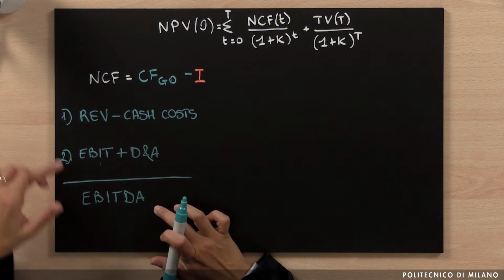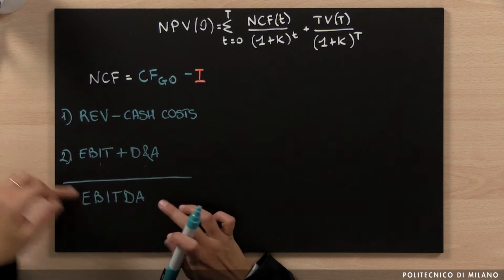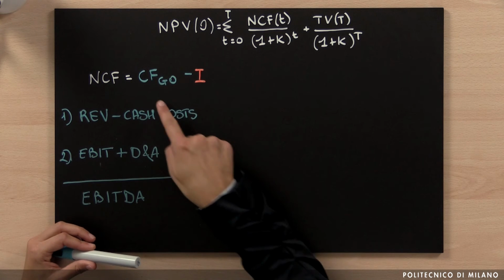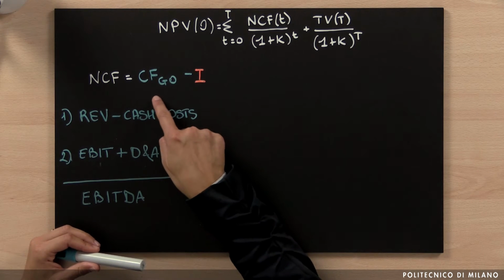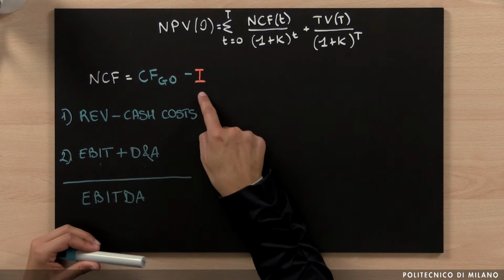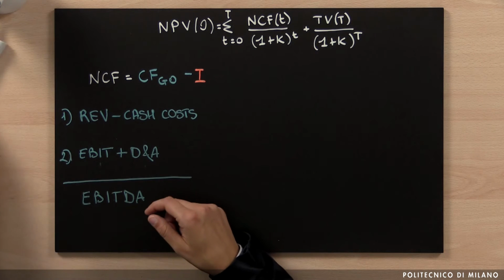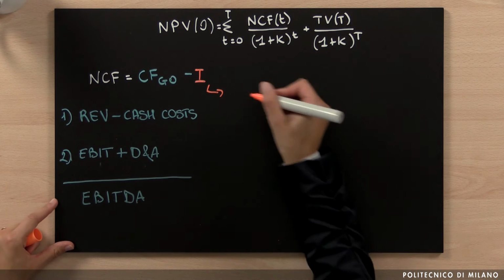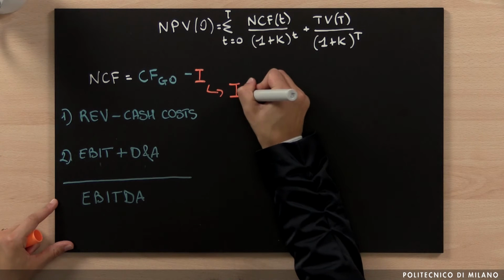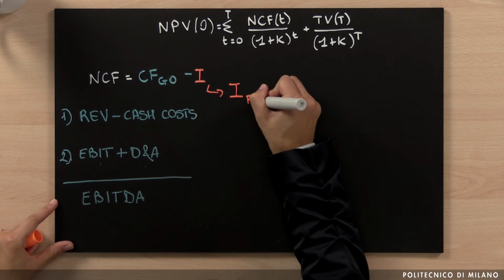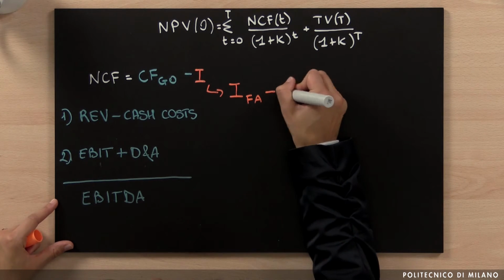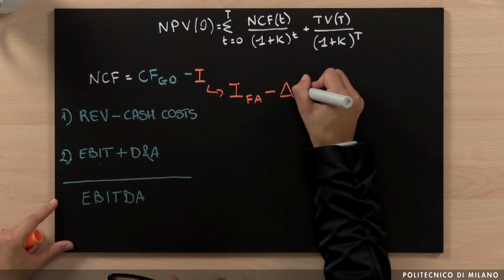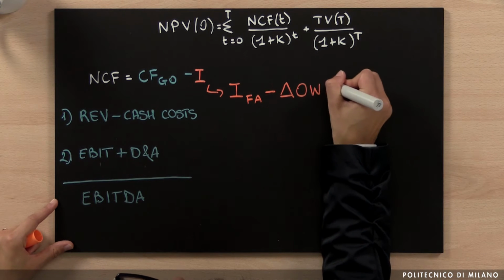And we can calculate these either in this way or in the second way. That's the fourth component of our net cash flow. Once we have defined the operating cash every year that our investment is able to generate, we need to deduct the investment from this value. How can we calculate the investment? The investment can be calculated in this way. It is the investment into fixed assets minus the variation of what is defined as operating working capital.